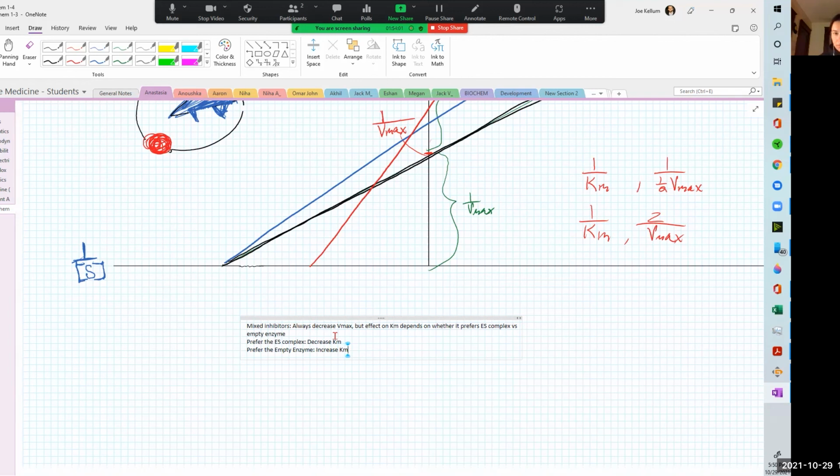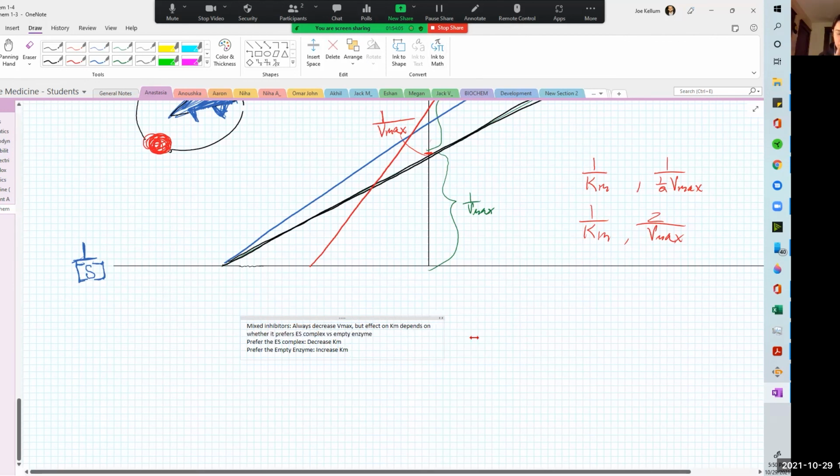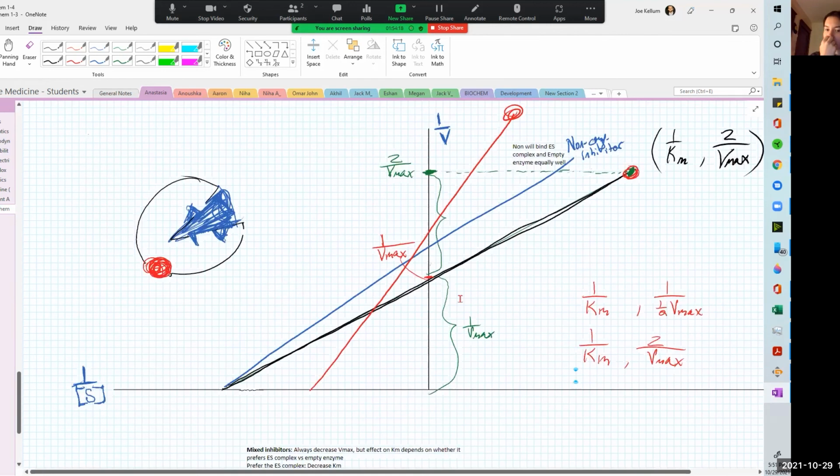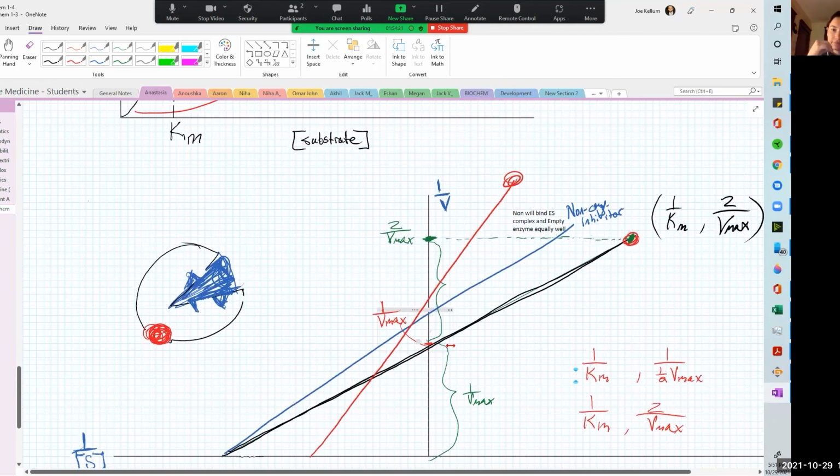Nice. Okay, cool. And I hate the names of those inhibitors so much. They're just not super descriptive at all. Non-competitive and uncompetitive just drives me nuts. But anyway, that's how to think through that.